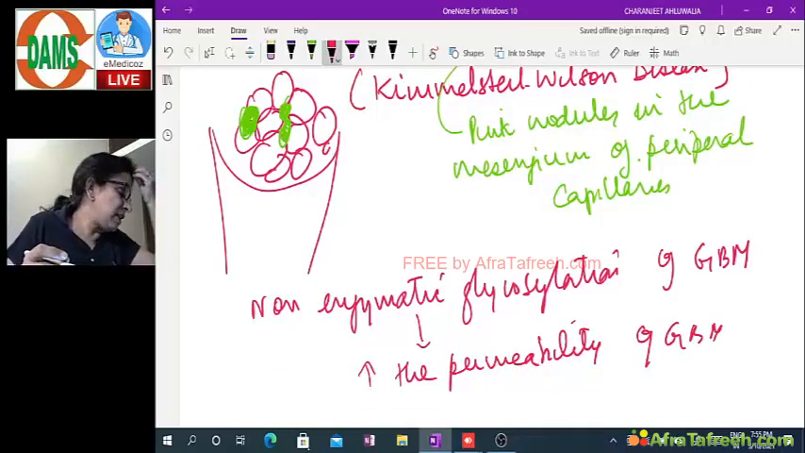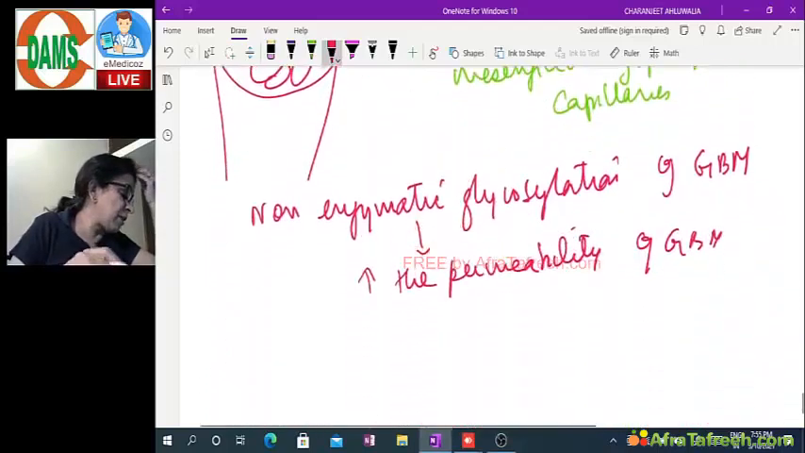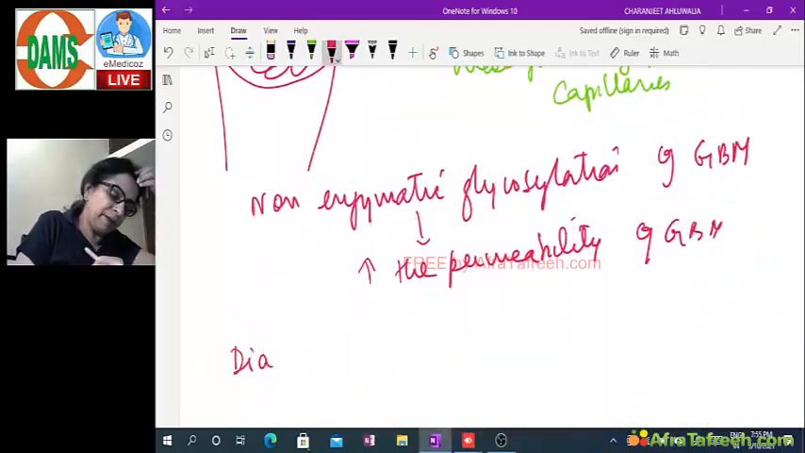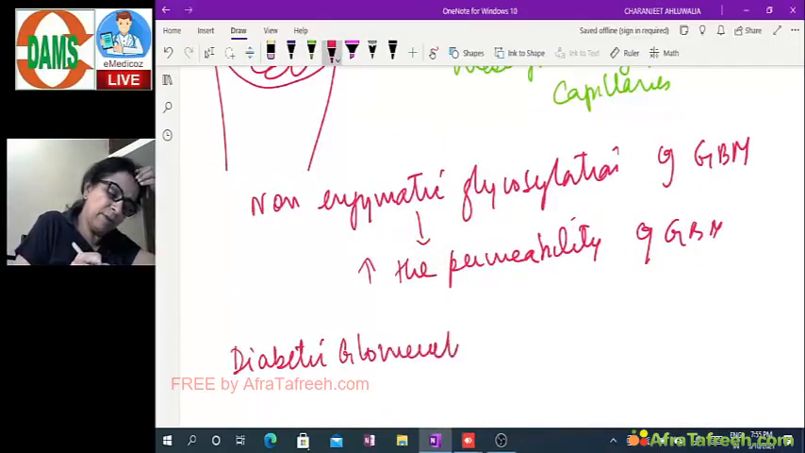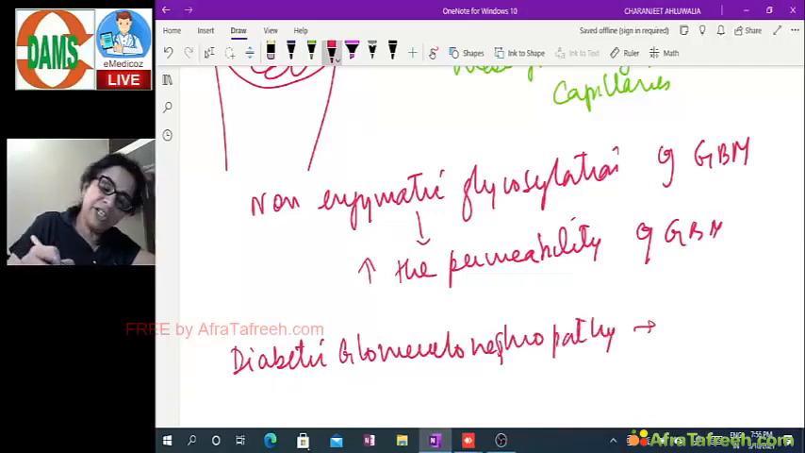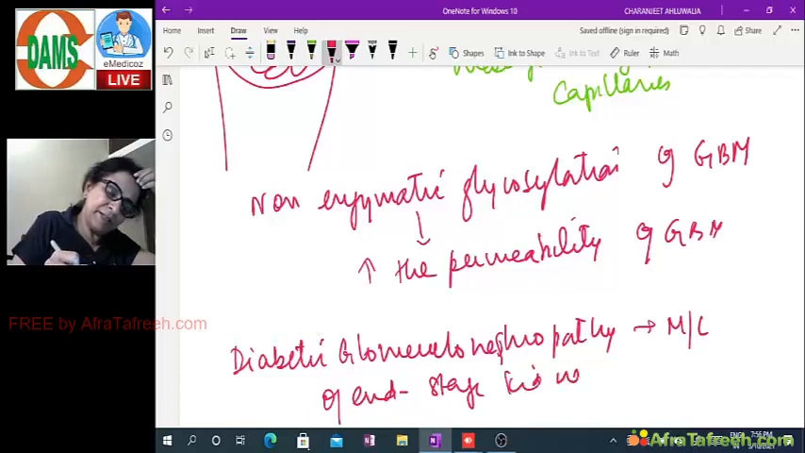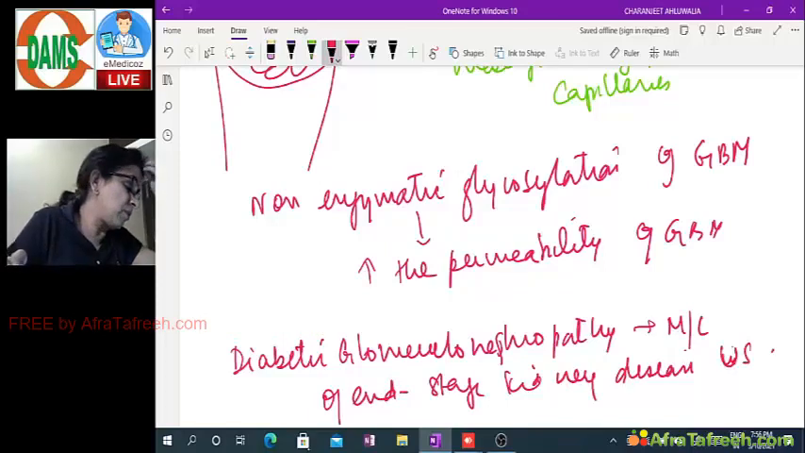So now this is diabetic glomerulonephropathy. This is the most common cause of end-stage kidney disease in countries like the US.